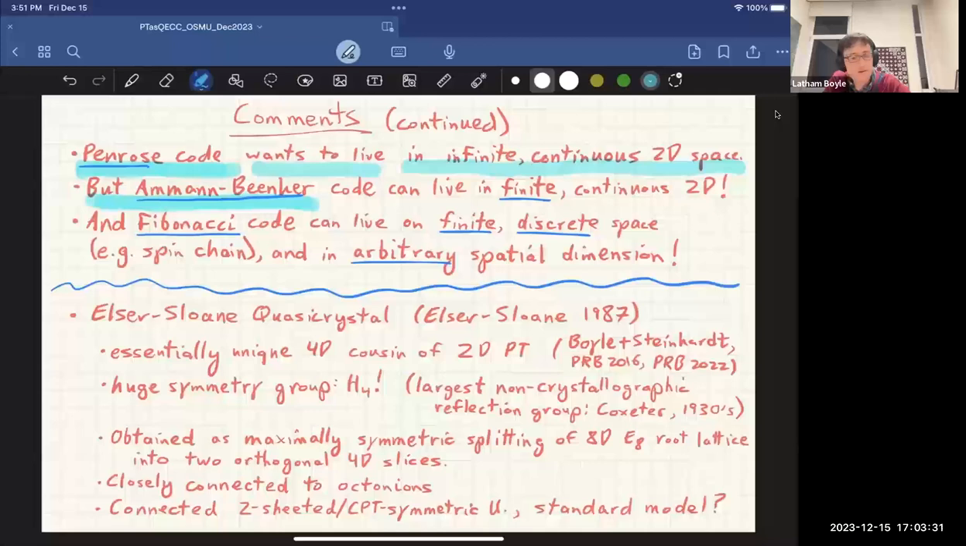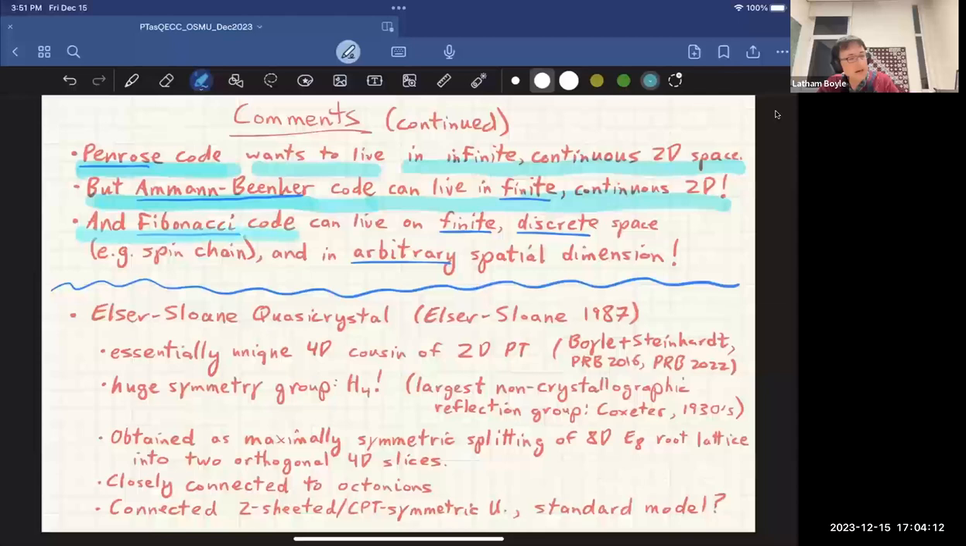Also a very beautiful tiling, but different in subtle ways, even though they're very similar to one another in many respects. But in any case, the Ammann-Beenker tiling is another aperiodic tiling with no translational symmetry. So you might think, oh, it probably can't live in any finite space either. But no, actually, that's not right. In fact, it defines a quantum error correcting code that can live on a finite continuous 2D space, a torus. Again, I refer you to our paper for the construction of how that works. It's very fascinating, I think.